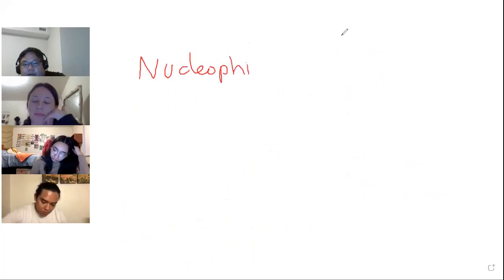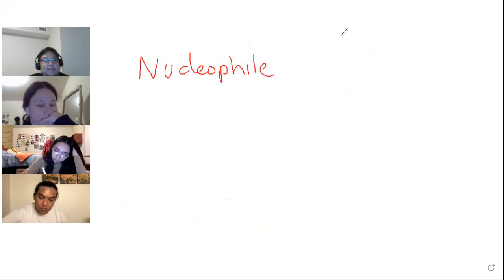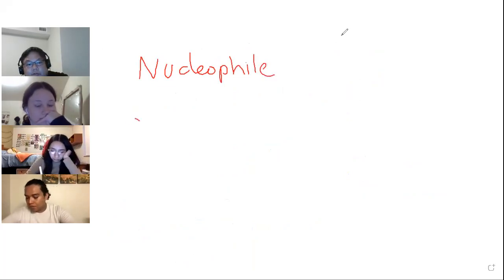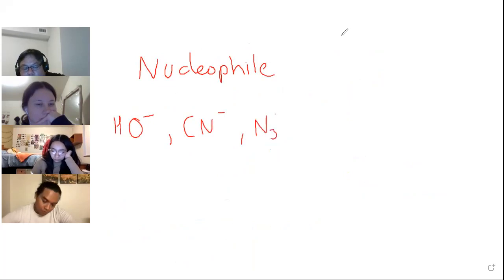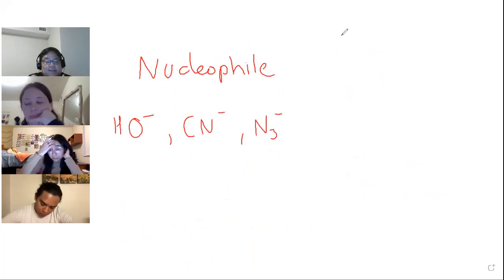So I'm going to draw 3 common nucleophiles, and I'm going to ask you a question. So we could have OH minus, CN minus, and we'll say N3 minus. So real quick, looking at these very common nucleophiles for SN2 reactions, do you think nucleophiles need to be strong or weak?